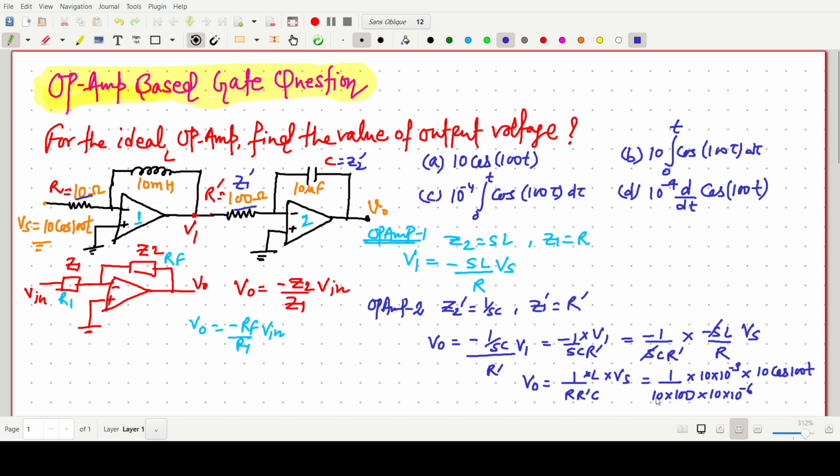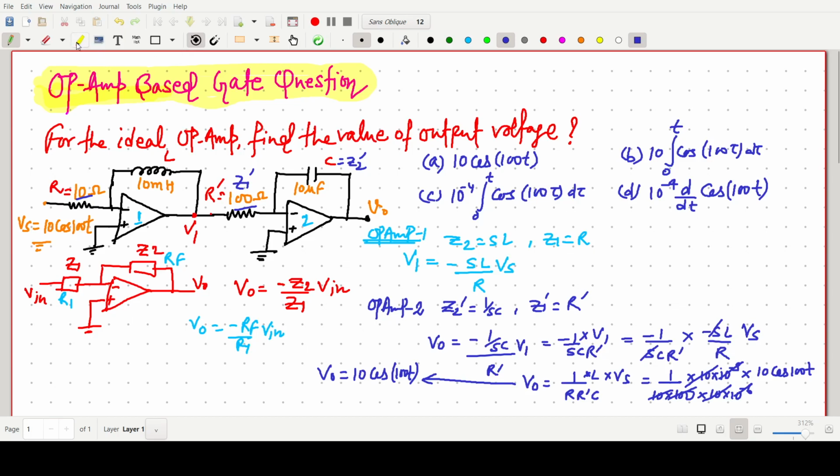So here there is 10, and this and 10 to the power minus 3 should cancel with this one. 10 to the minus 6, 10 to the minus cancel, this cancel, and this cancel. This is simple mathematics. So if you solve, what we get, I am writing here: V naught equals to 10 cos 100 t. The same will appear as the output.